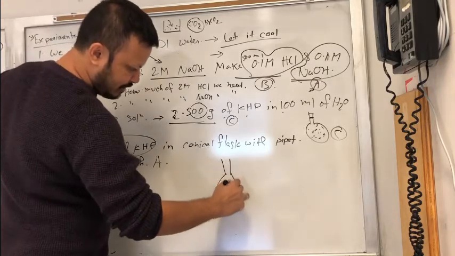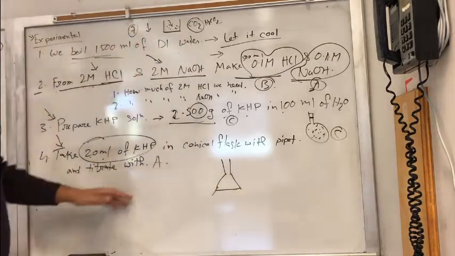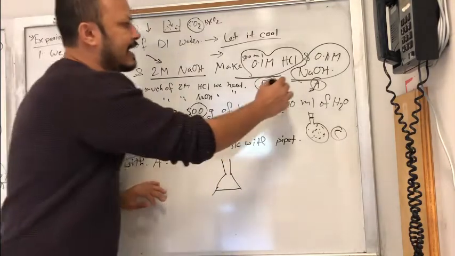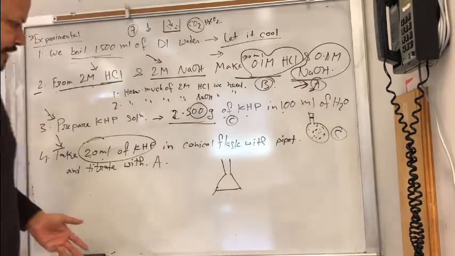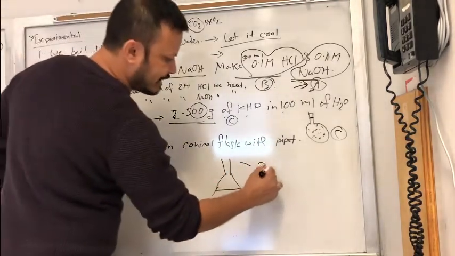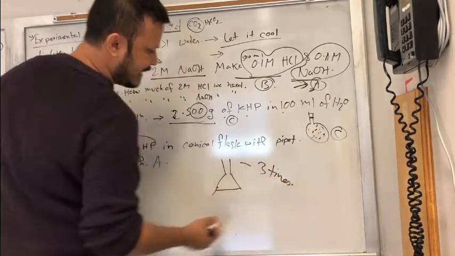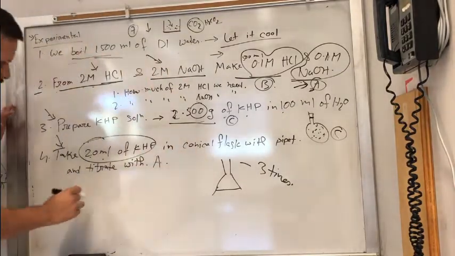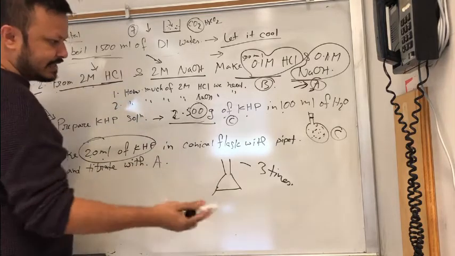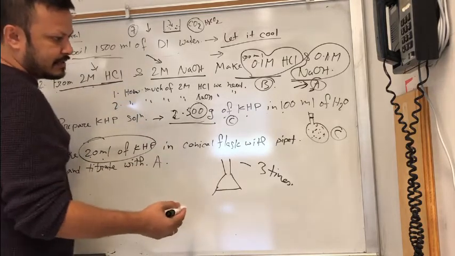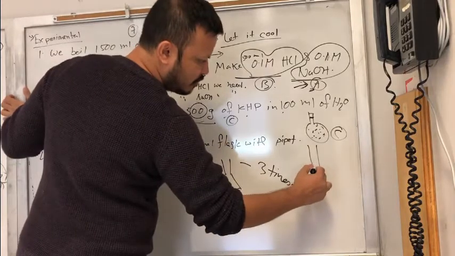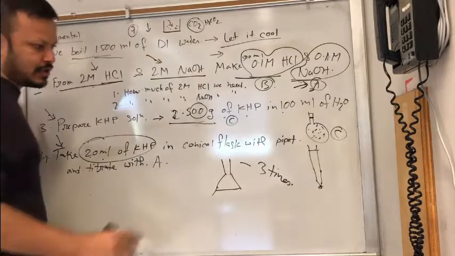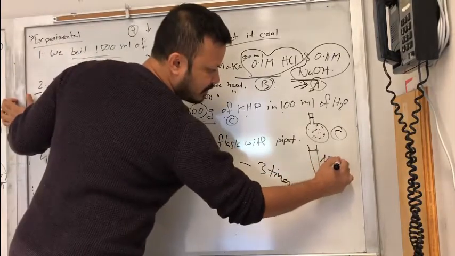What does the conical flask look like? It looks like this. We will take this in the conical flask with the pipette, and then we will titrate with solution A, the sodium hydroxide. We have to do this 3 times. After doing that, we will know the exact concentration of the sodium hydroxide. This is the first titration. For the second titration, sodium hydroxide will be in the burette. Always, for this lab, sodium hydroxide will be in the burette.